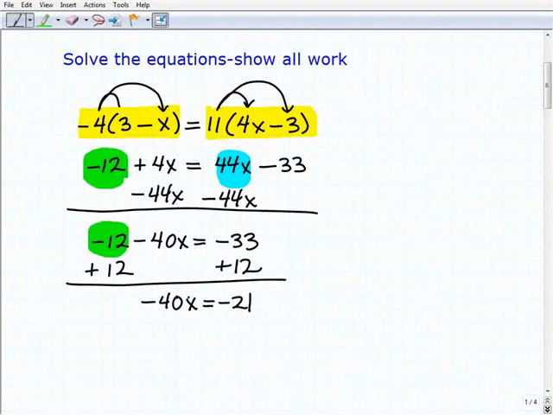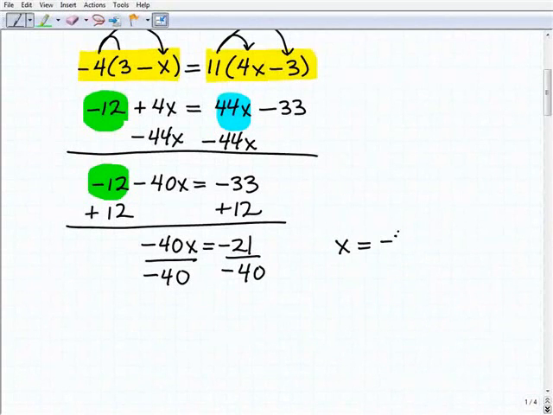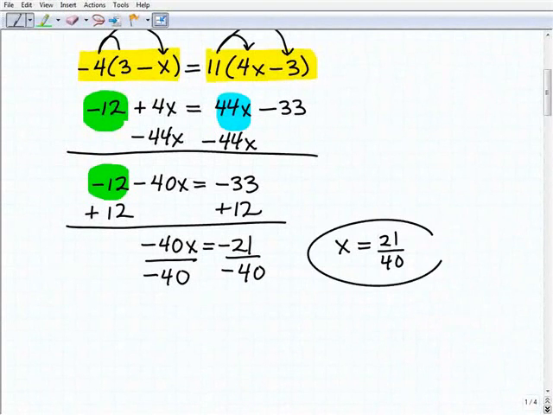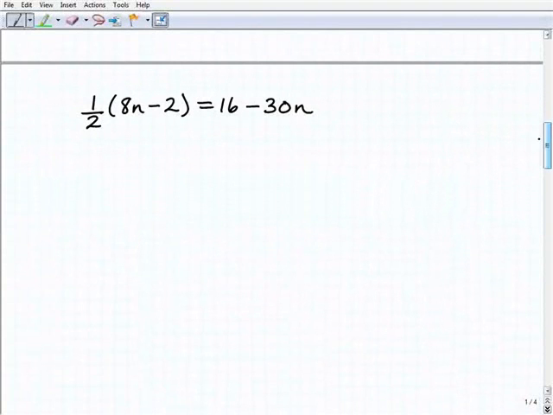At this point we've moved all our variable terms to the left and all of our numbers to the right-hand side. So now we're left with a basic one-step equation. To solve this, all I have to do is divide both sides of the equation by negative 40. So x would be equal to negative 21 over negative 40, or simply 21 over 40. I'll go ahead and leave my answer like that. All right, let's move on to our next equation here.